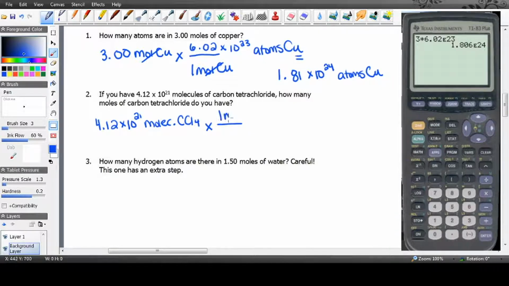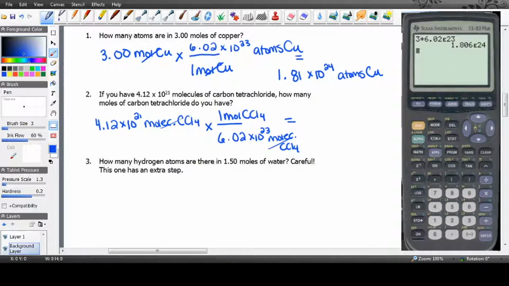So this time, my 1 mole of the carbon tetrachloride goes on the top, and Avogadro's number, 6.02 times 10 to the 23rd molecules of CCl4, are in 1 mole. So here you can see my molecules are going to cancel. And now I will be in moles of carbon tetrachloride.